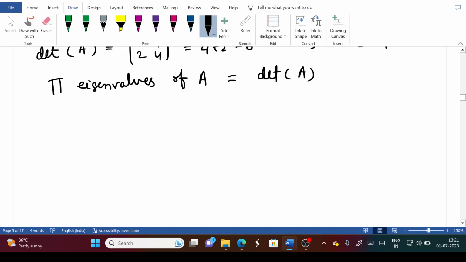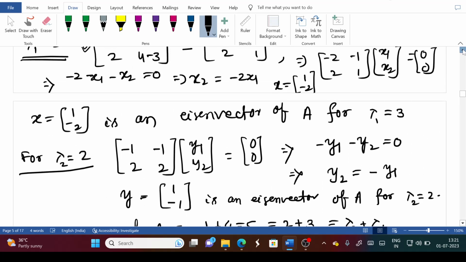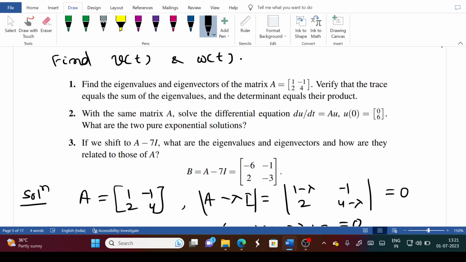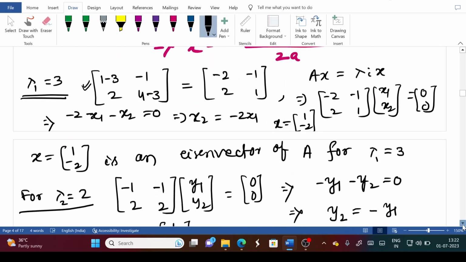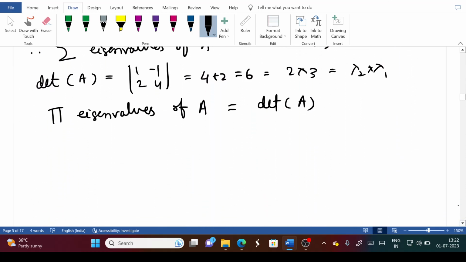So next question. Let us study question number 2. What is it telling us? With this matrix A and U is equal to [0, 6], we are expected to solve the system of equations. What are the two pure exponential solutions? So here we are expected to find V and W, which will always be in the form of exponentials. So what is it? Question number 2.